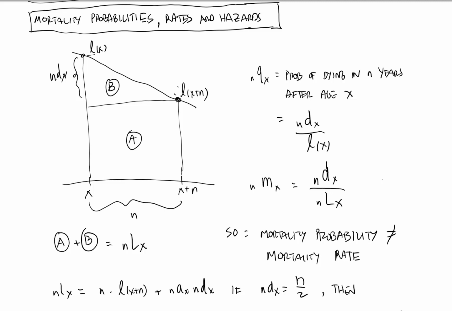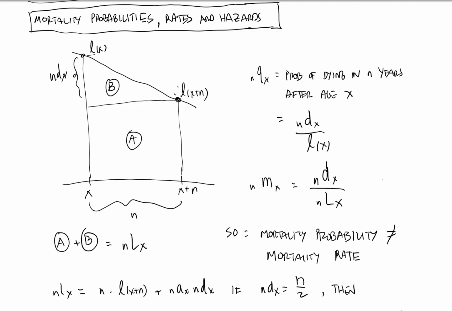And then we've already been introduced to the mortality rate. That's nmx. That's going to be ndx, the number of deaths, divided by that area A plus B, or nLx. So obviously, if you take a look at the formulas, at the equations, you'll see that the mortality probability is not equal to the mortality rate, that they're different. They have the same numerator, but they have different denominators.